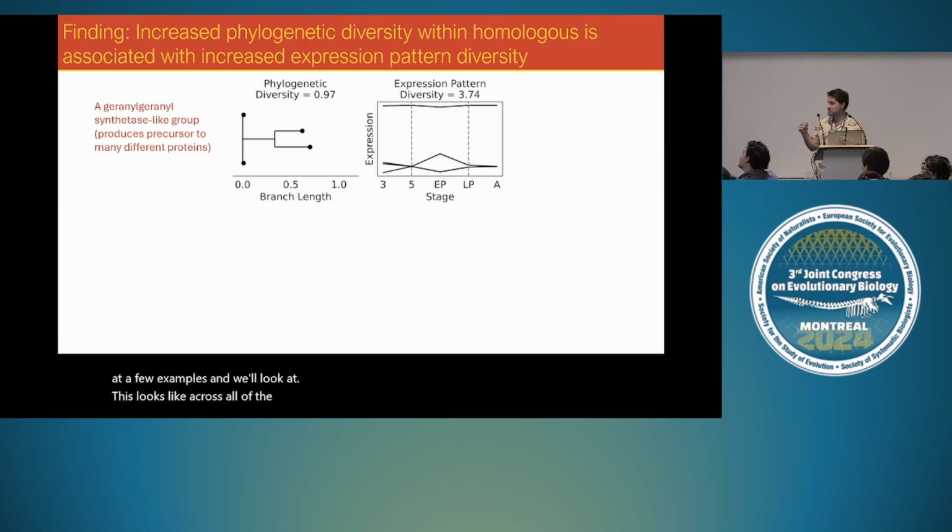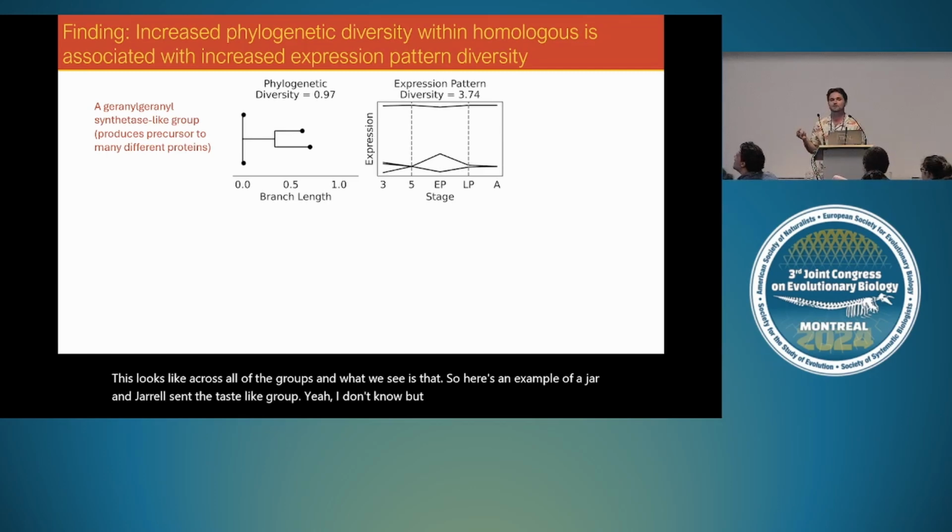Here's an example of a geranyl synthetase-like group. I don't know much about it, but basically this represents a group that hasn't undergone very much divergence. On the right we're looking at branch lengths, so the total phylogenetic divergence that this group has undergone. And we see that the expression pattern isn't very diverse. There's not a whole lot going on, not a whole lot of that stage specificity, that temporal specificity that we're looking for.